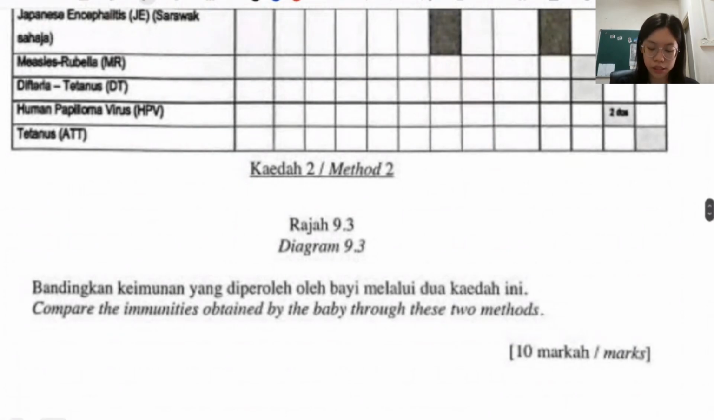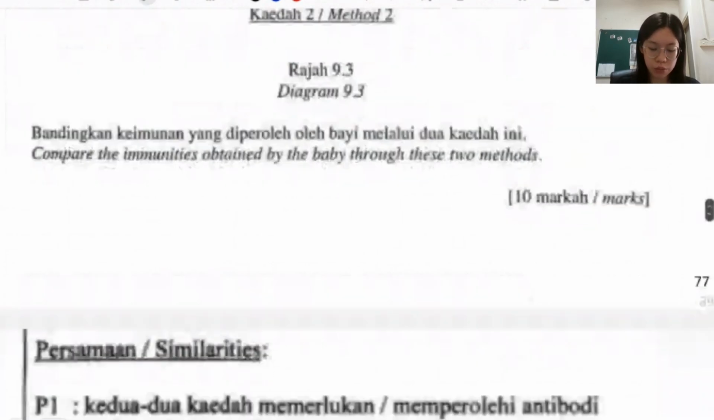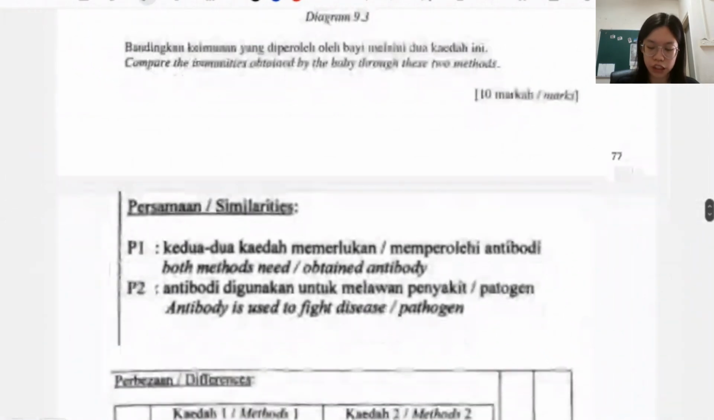Compare the immunities obtained by the baby through these two methods is actually very direct. The comparison is a very frequent type of question that we ask in SPM. So you really have to understand it and memorize it. Most importantly, you must understand it, or else it is very hard for you to memorize the points to write onto it.